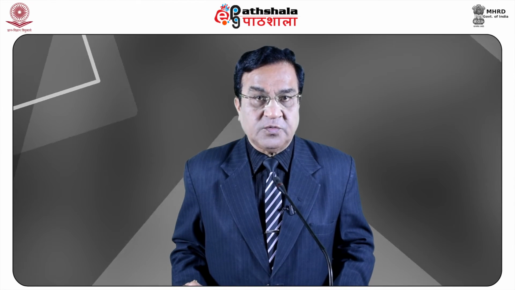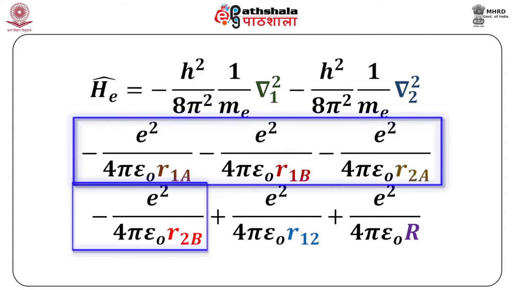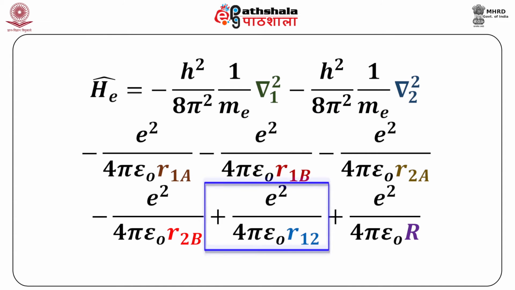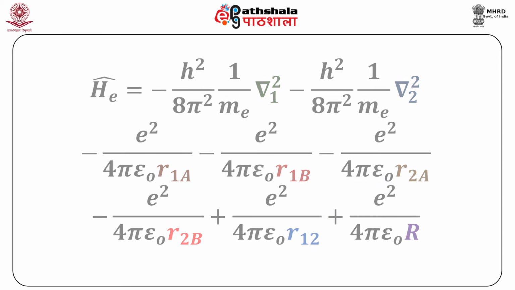and therefore we have the electronic Hamiltonian He cap, which is equal to minus h square upon 8 pi square me del 1 square, minus h square upon 8 pi square me del 2 square. And then again we have the 4 electron-nucleus attraction terms, and then one term which is the electron repulsion term, and the last term, which we have already discussed above, that is the nuclear repulsion term.